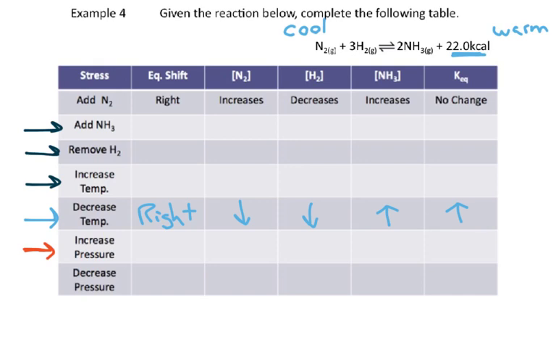Pressure changes. Pressure only affects gases, so we just need to count how many moles of gas we have. Well, on the left we have 1 mole of N2 as gas, we have 3 moles of H2, so we have 4 moles of gas total on the left. On the right we have 2 moles of NH3 as a gas, 2 moles of gases. An increase in the pressure will cause the system to shift to the side with the fewest moles of gas. That would be the right side.